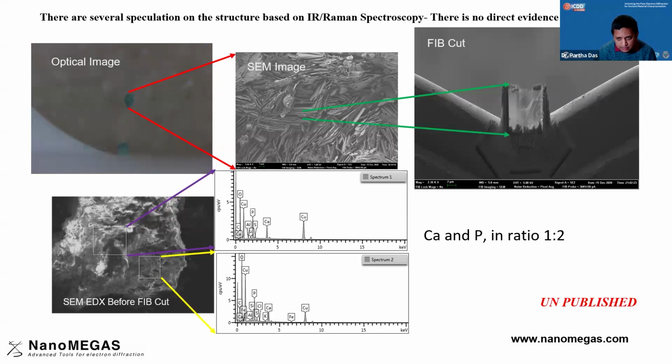Once we did the FIB cut, that's the FIB cut on the right, we took some EDX, and what we saw is that the calcium to phosphorus ratio is 1:2. That's the most important thing. And we saw a strong copper signal.